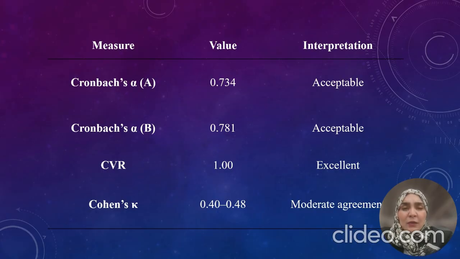Regarding the reliability of the research instrument, the Cronbach's alpha values of both sections indicated an acceptable level, while the inter-rater reliability was measured using Cohen's kappa, which also indicated a moderate agreement. The content validity ratio was excellent, and it was computed based on the feedback of 6 experts in mathematics education, supply chain management, and sustainability studies.